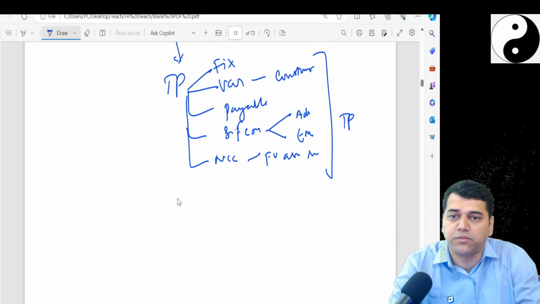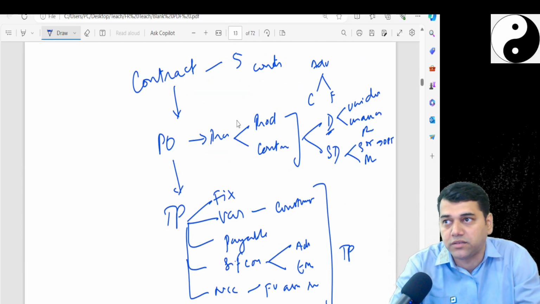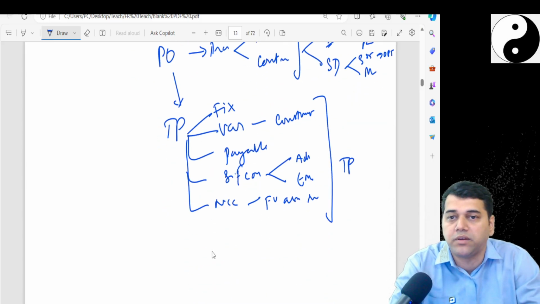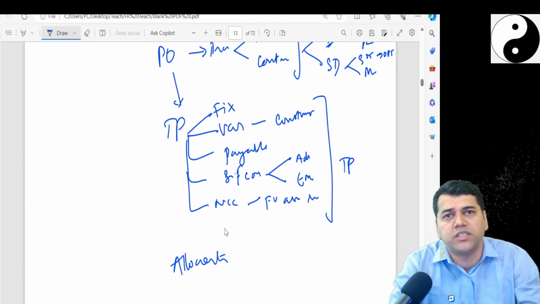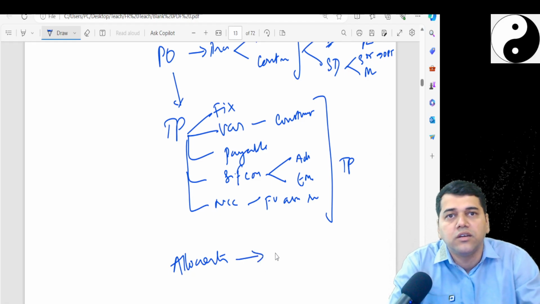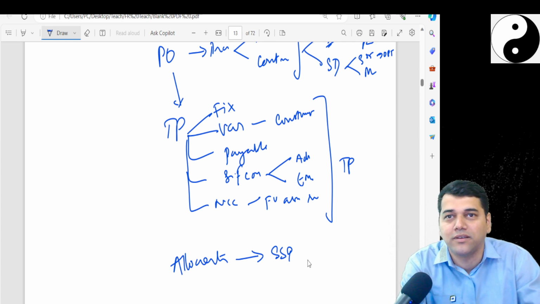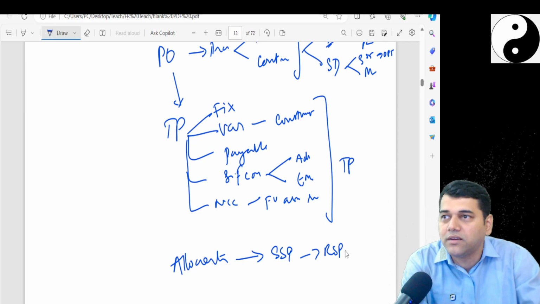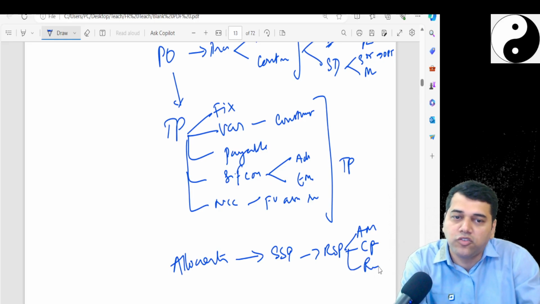The moment you fix your transaction price, if at a performance obligation level you have multiple obligations, only and only then this step becomes applicable. Allocation. If you have a single performance obligation, the headache is not there. It's the same performance obligation. So how do you allocate it? You allocate based on the SSP value. What is SSP? Okay, if SSP is not there, then we need RSP. How do you get RSP? Adjusted market approach, cost plus approach, residual approach.